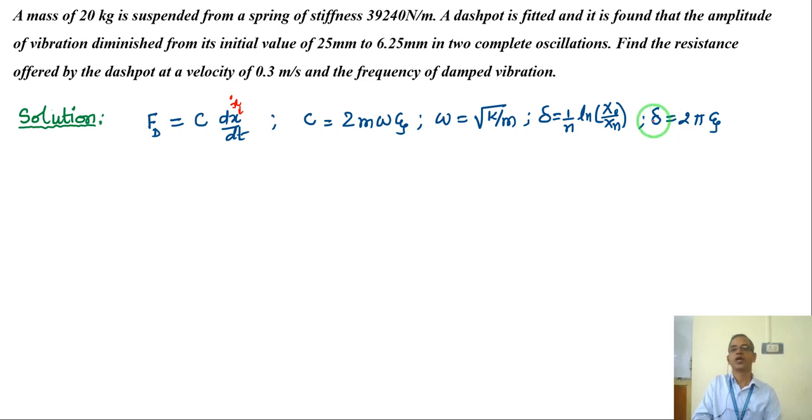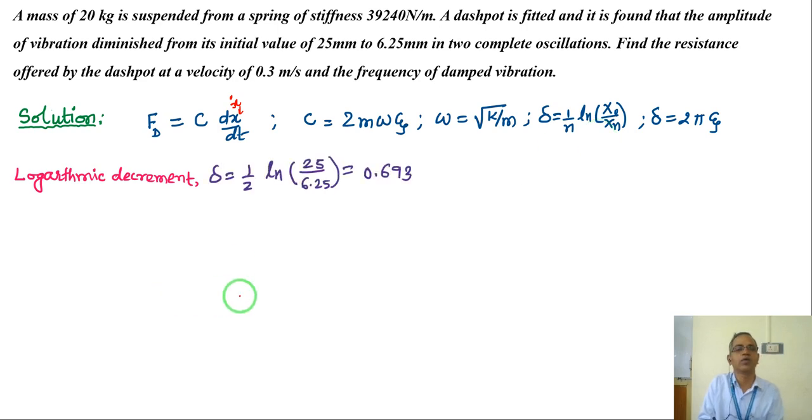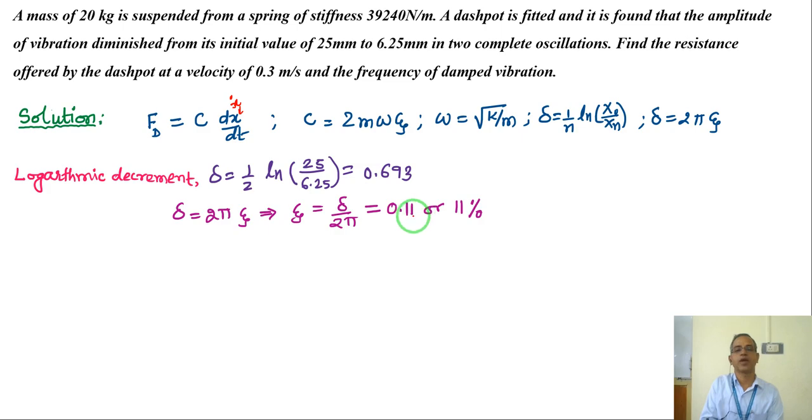And I also know delta is related to the damping ratio. So we start with the logarithmic decrement, which is known to me, from 25 and 6.25. So 25 by 6.25 natural logarithm, I got delta 0.693, and the damping ratio I will get as 0.11, that means 11%. It is slightly more than 10%. Still I can use that relation here.